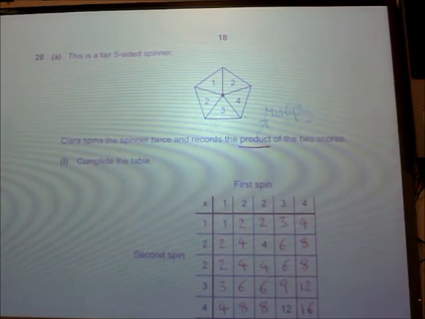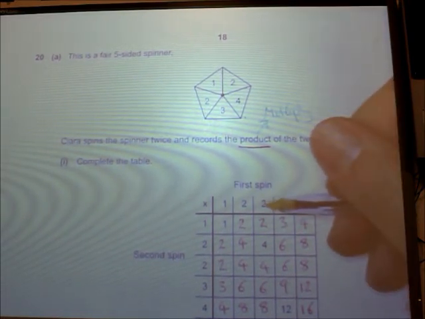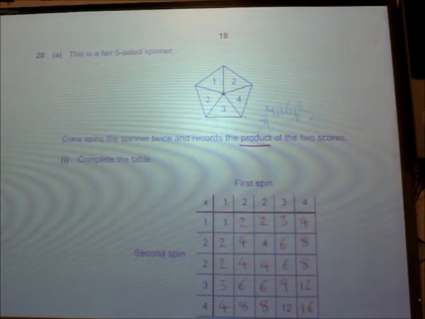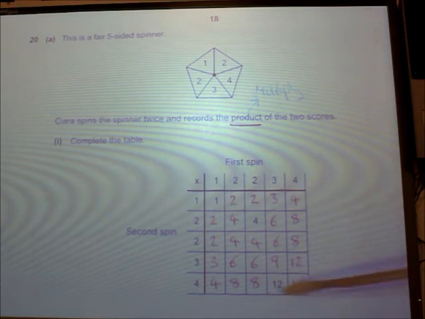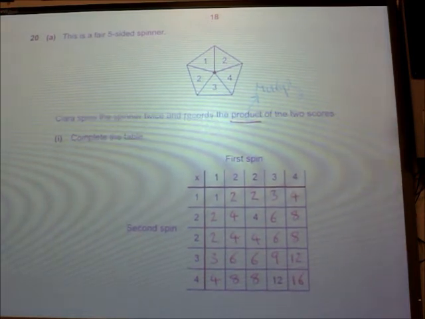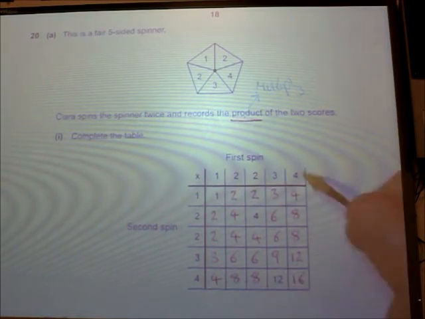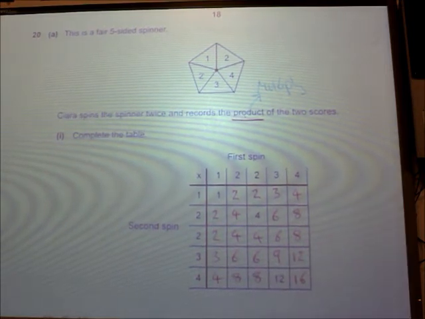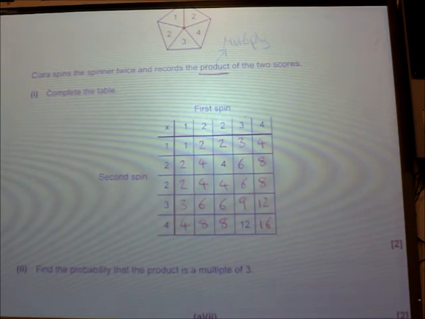So she spins it twice. So for example, if she gets a 2 and a 2, 2 times 2 will give you 4. So down here, I've basically multiplied them all together. So you hope you can see, obviously 16 is 4 times 4, 12 is 3 times 4. So I've filled that in. You get 2 marks just for doing that, which is very generous.